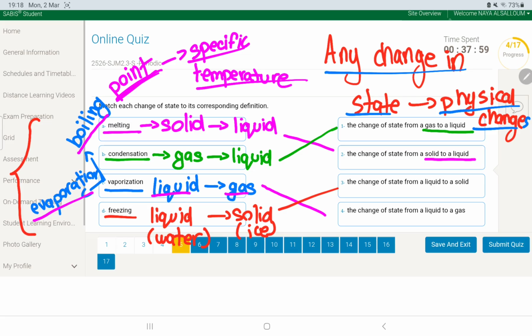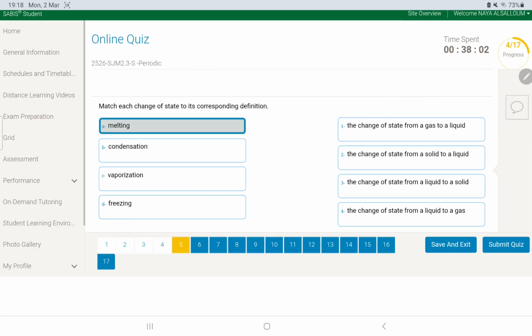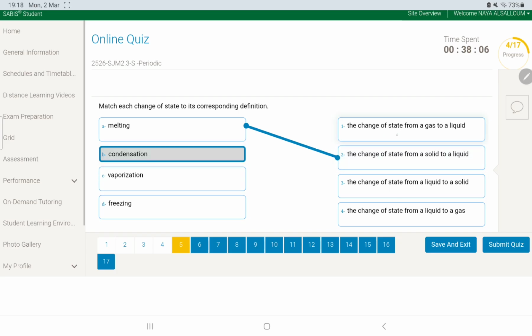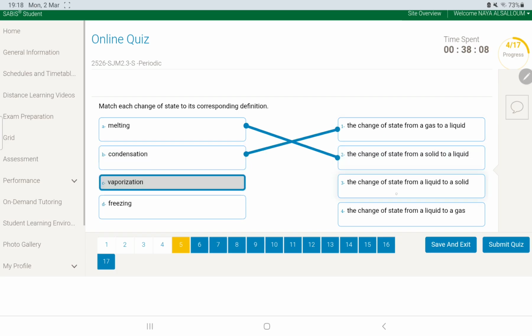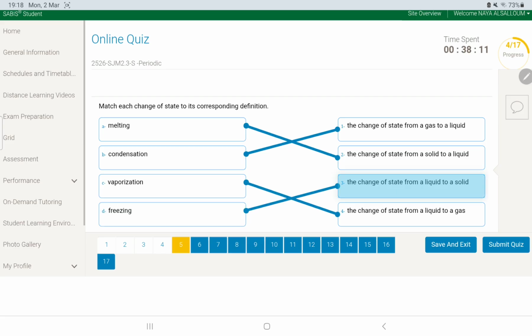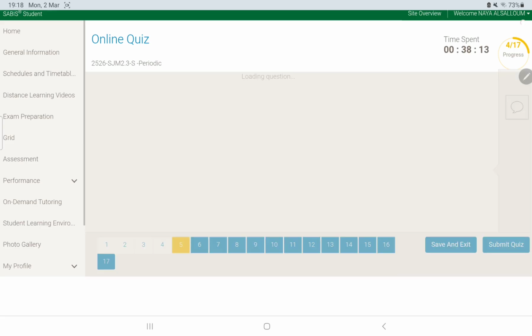Okay? So now let's just match them. Melting. Oh, melting is solid to liquid. Condensation, gas to liquid. Vaporization, liquid to gas. And freezing is liquid to solid. Okay?